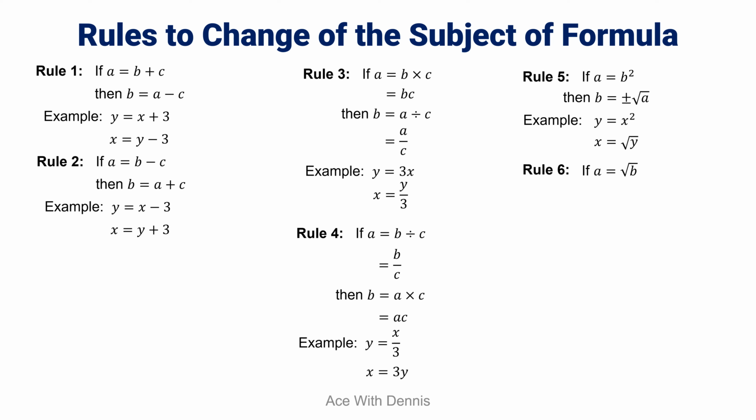Rule number 6. If a equals square root of b, then b equals a squared. Here's an example. If y equals square root of x, then x equals y squared.